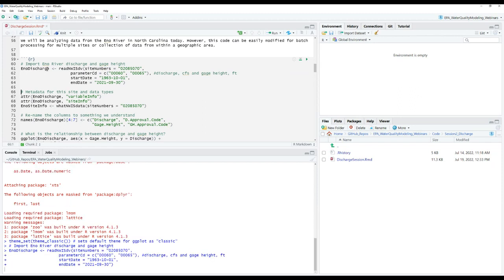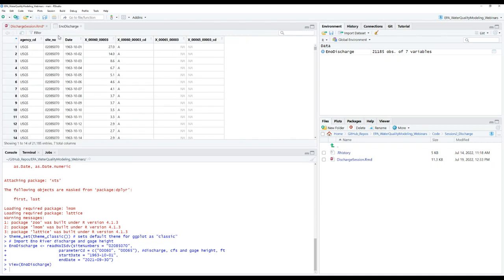So let's run that. And again, you can click anywhere on this line and then click Control Return. You can also highlight the entire chunk of code and run that all at once. Notice here in our environment tab in the upper right-hand corner, we now have an object called Eno discharge. It has over 21,000 entries of 7 different variables. So let's have a look at that right now.